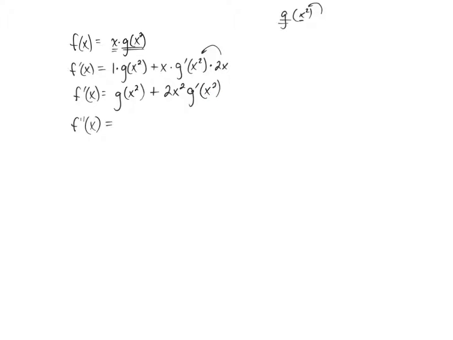So the derivative of g of x squared, I'll do it in red, would be g prime of x squared times the derivative of what's inside, which is x squared, so the derivative of that is 2x. And now we're going to take the derivative of the second term, which is a product of 2x squared and g prime of x squared.